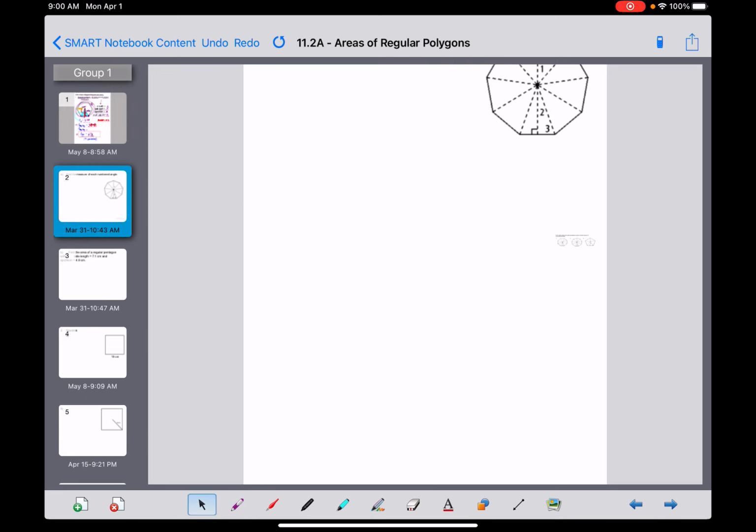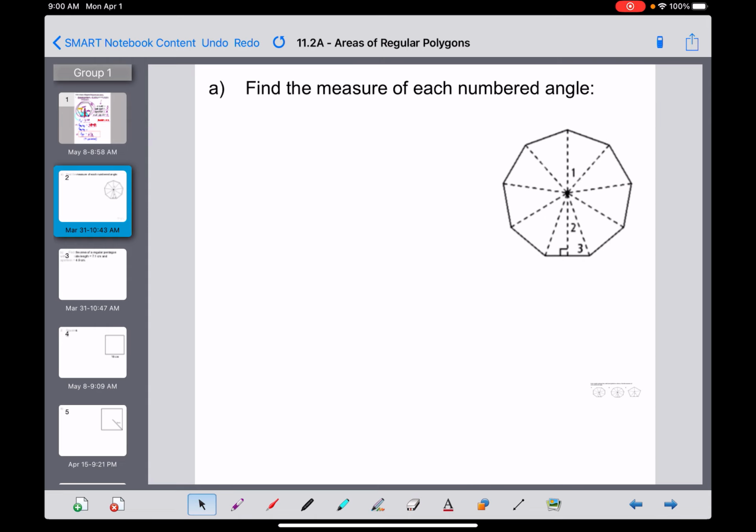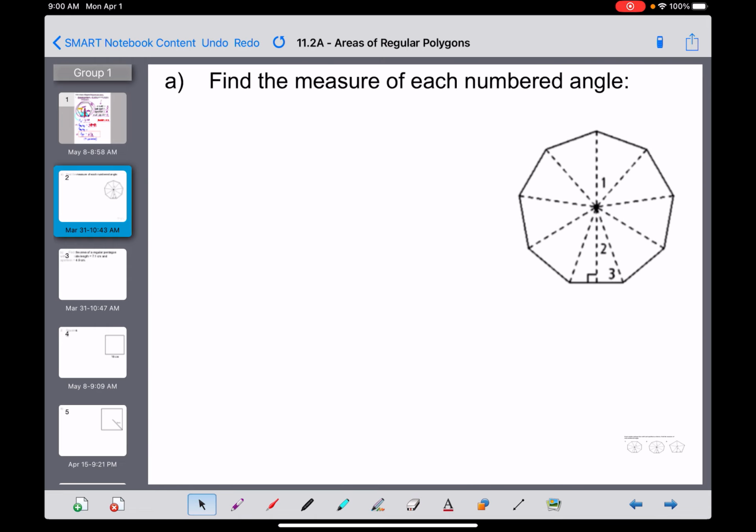These are actually from the old textbook, not one that we're using anymore here. But I thought this would still be good stuff to go through, because finding the apothem can get a little bit difficult, and these are some skills that we'd have to master in order to be able to do that. So I just want to run through one of these here.